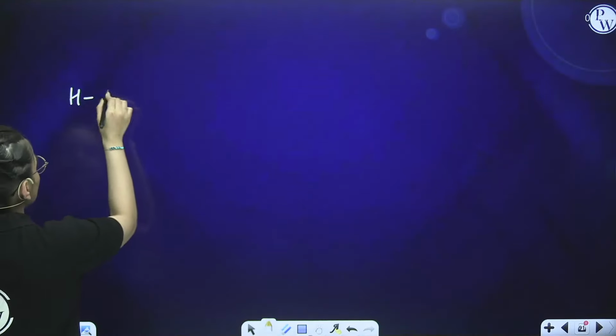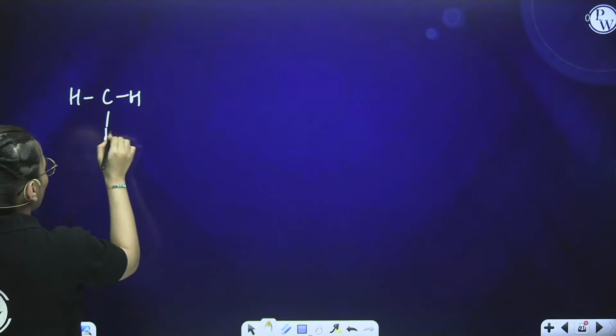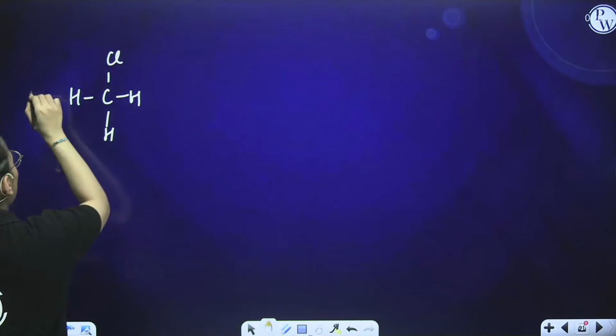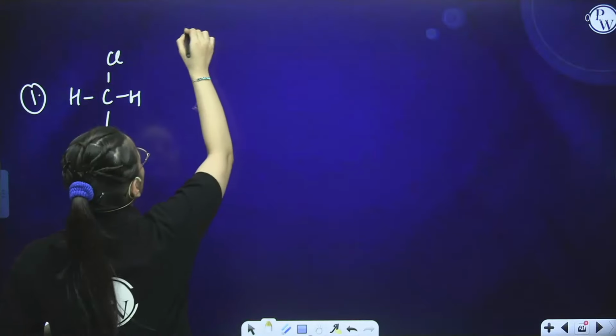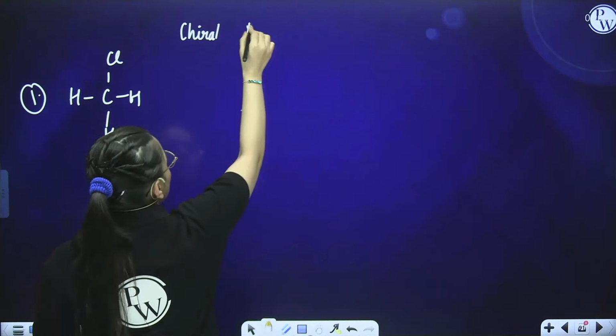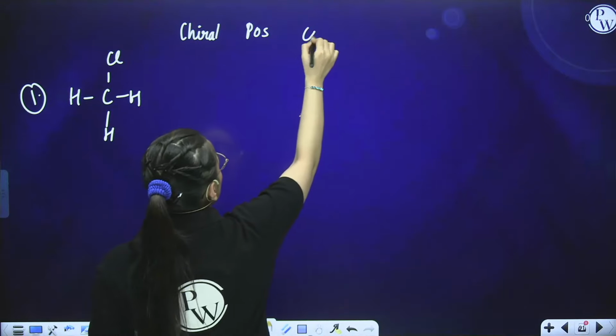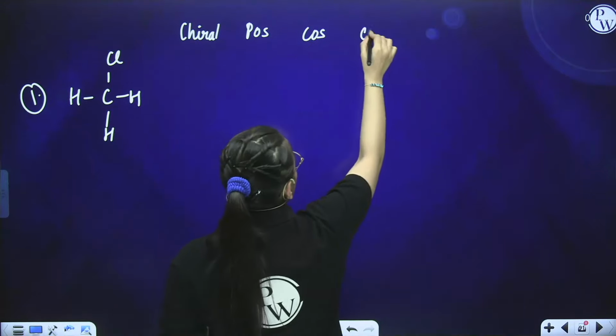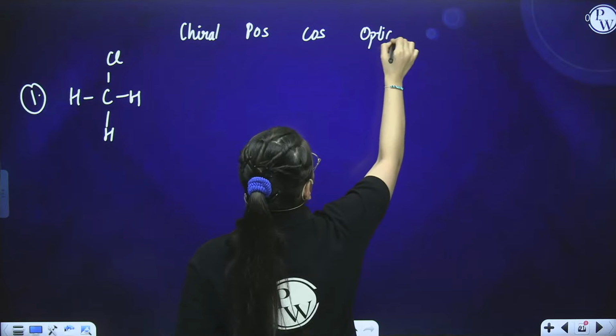So now you need to draw with me. Let us see the first case. For example, I have this case. Kindly tell me, does it have a chiral center or not? Does it have a plane of symmetry or not? Does it have a center of symmetry or not? And is it optically active or not?